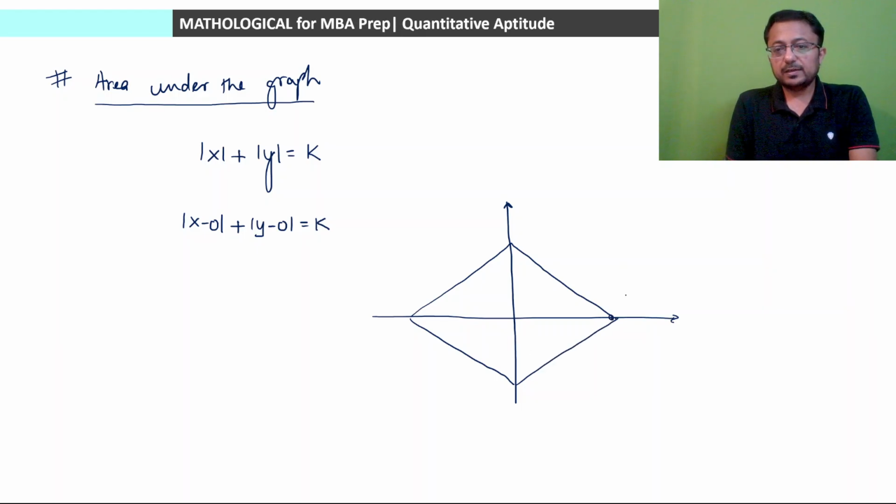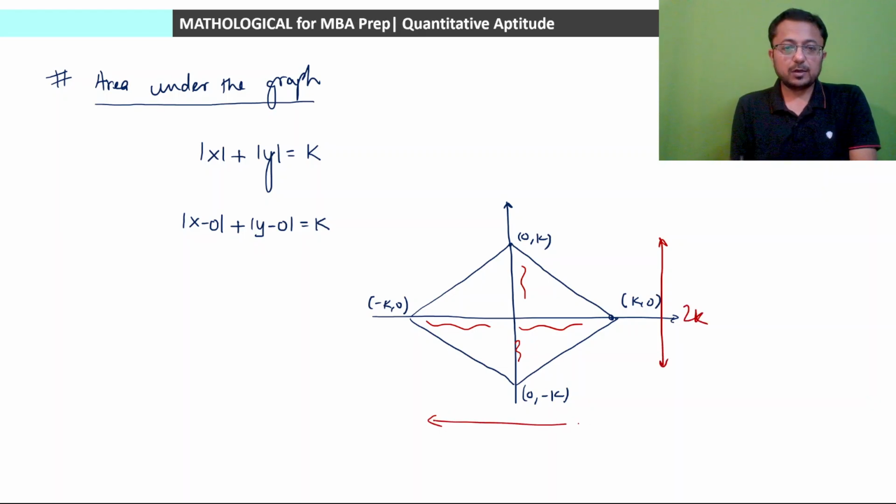With this point k comma 0. When y is 0, mod of y will be 0, mod of x will be equal to k, that is, x will be plus minus k. So plus k comma 0 and minus k comma 0. Similarly, when x is 0, mod of x is 0, mod of y will be k, y will be plus minus k. So 0 comma k and 0 comma minus k. So basically this is a rhombus, and the two diagonals are of length 2k. This is k, this is also k, this is also k, this is also k. So this rhombus is of length 2k.